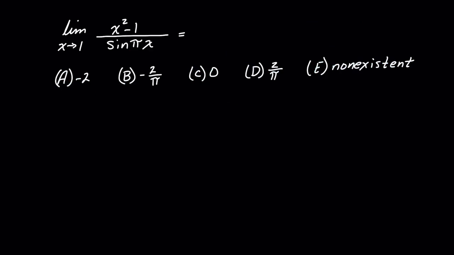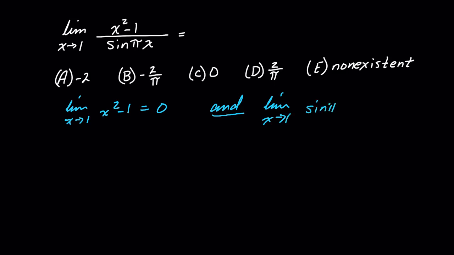All right, so the next problem here, if we take a look at the limit as x approaches 1 of x squared minus 1, that is going to give us 0. And the limit as x approaches 1 of sine pi x is going to give us sine of pi, which also is 0. Therefore, L'Hopital's rule applies.